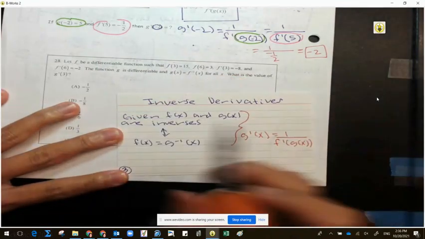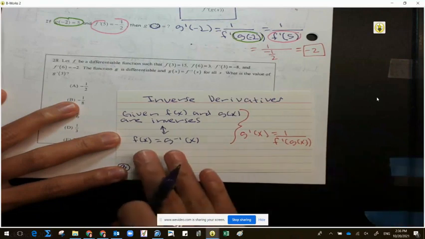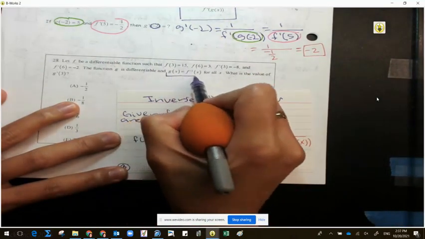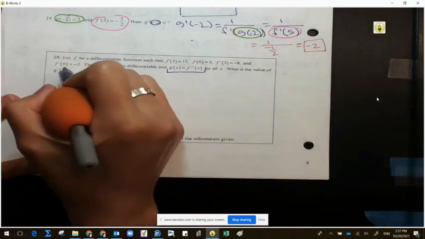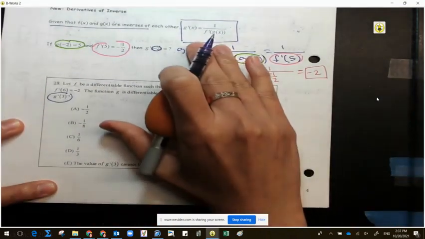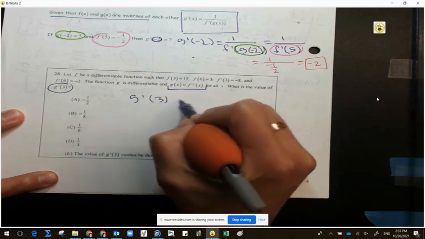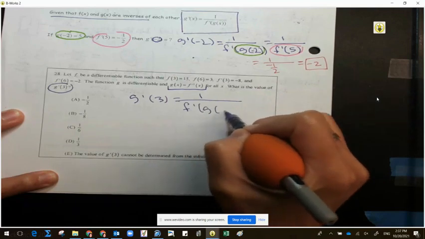Thank you. So I know this one did not say given the functions are inverses, but do I see this relationship basically right here? Yeah. So let's look at what we are looking for. This guy right here is our equation right above. So let's rewrite this. G prime of 3 is equal to 1 all over f prime of g of 3.